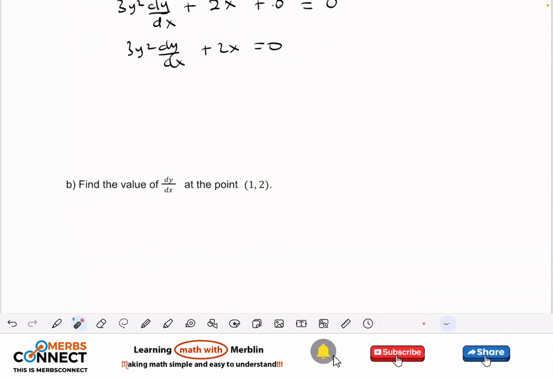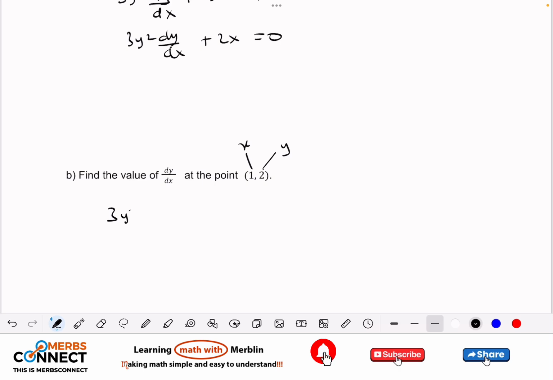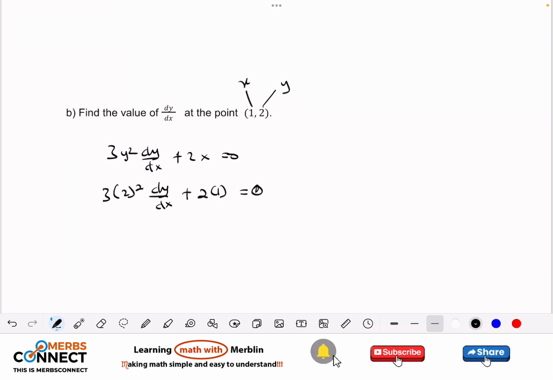So now we are going to find dy over dx, which is the slope at this point where x is equal to 1 and y is equal to 2. So 3y squared dy over dx plus 2x is equal to 0. 3 times y, which is 2, squared, dy over dx plus 2 times x, which is 1. So we are going to have 3 times 4 dy over dx plus 2 is equal to 0. This one will be 12 dy over dx, right?